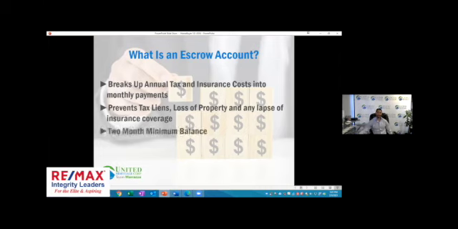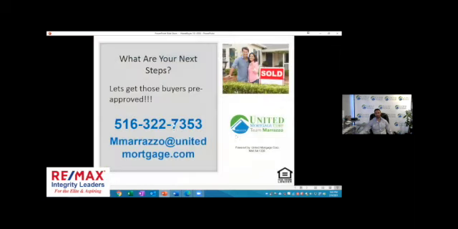Two-month minimum balance. They like to keep a cushion in there, but neither here nor there. Actually, that brings us right to the end. It was exactly an hour, which is exactly what I wanted to have happen.